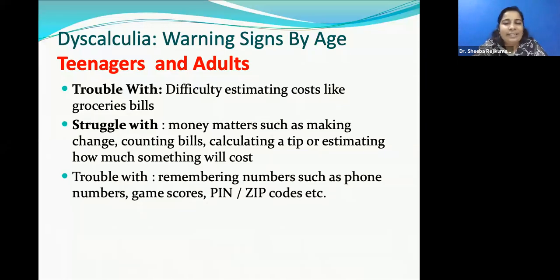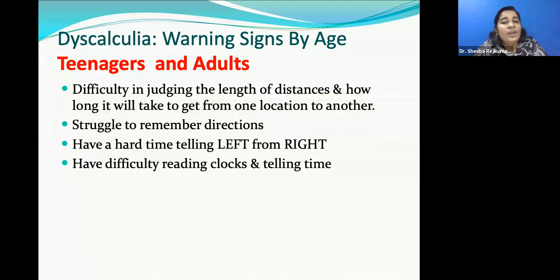So there can be a problem with remembering numbers such as phone numbers and game scores, which is very difficult for our little children. Then remembering PIN codes of your own. I can't. I don't know how many of you can. You forget your zip codes, and all these things can also be symptoms of dyscalculia. There can also be difficulty in judging the length of distances and how long it will take to get from one location to another. They can't just specify it.